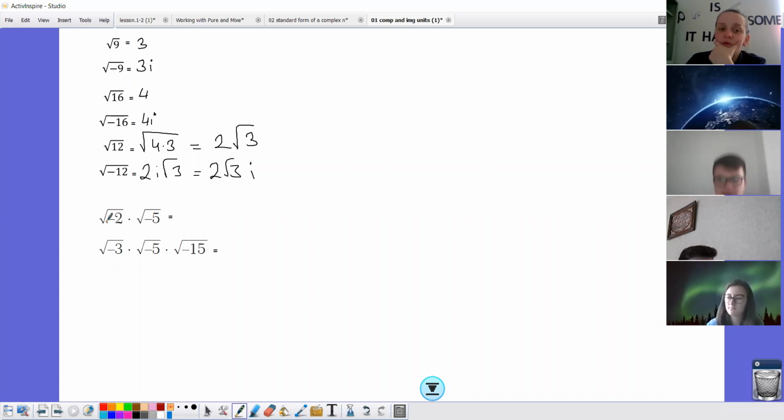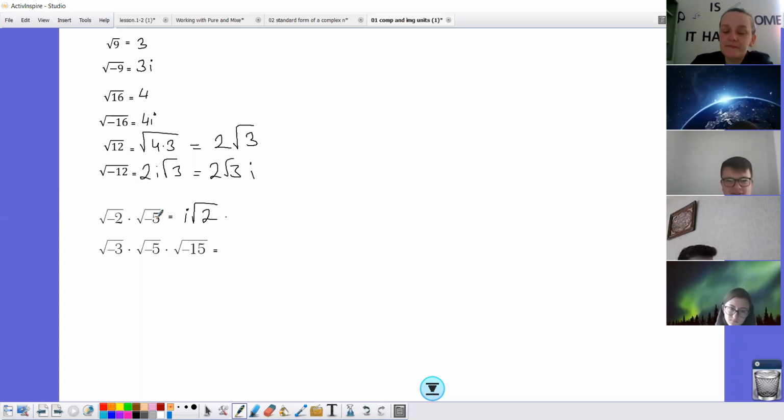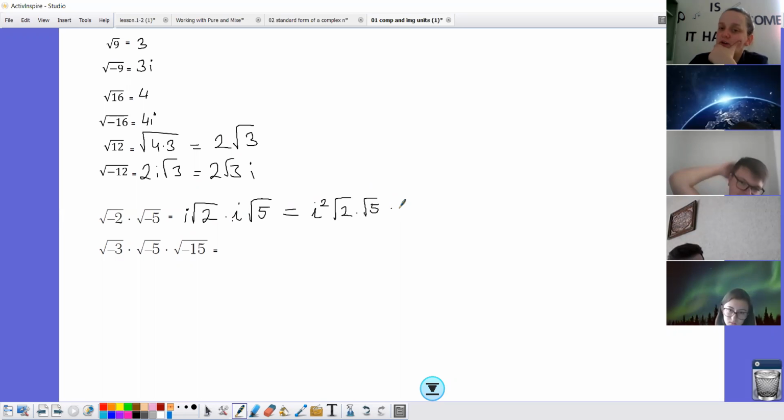Now here, root of minus 2, what will it be? It will be i root 2, or I will take i in front of it, i root 2. And here, this one? i root 2 times i root 5. We have multiplication. i times i, what will it be? i squared. And root 2 times root 5 will be root 10.